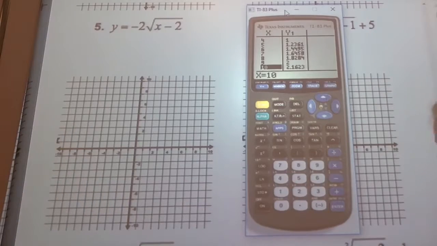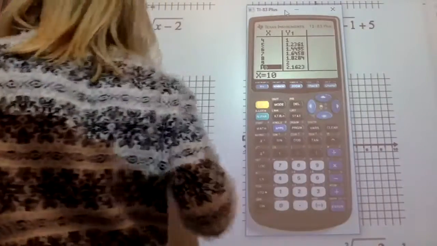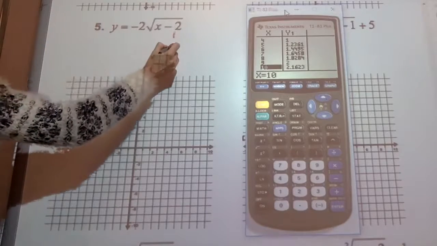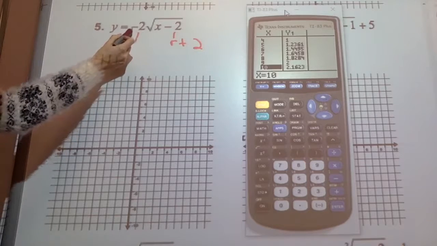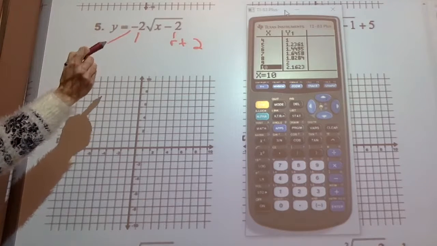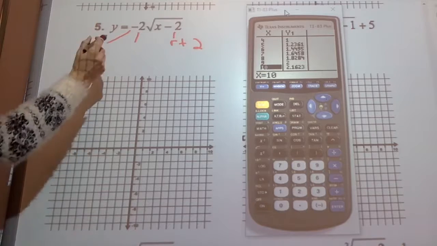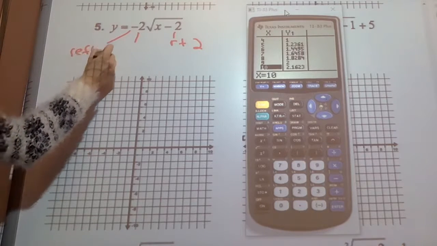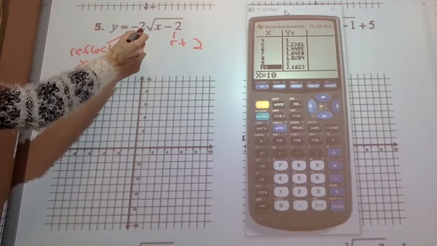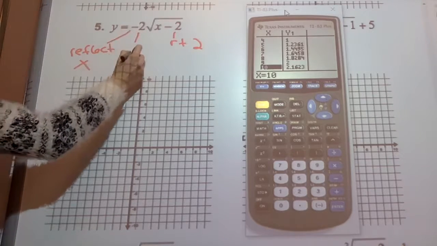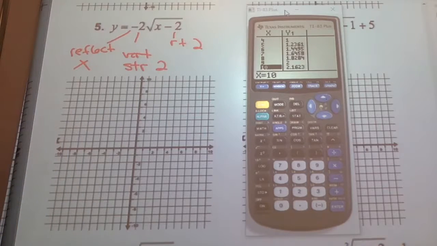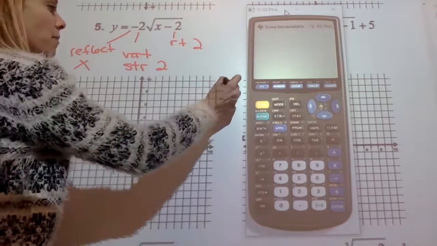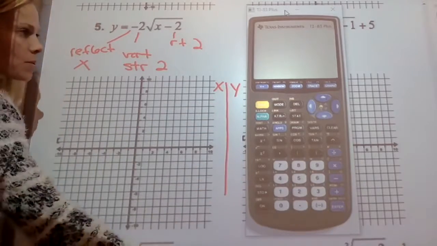Example number 5, I have 3 transformations. What are they? Right, 2. And this is actually 2. Remember, negatives always mean reflection. You can't do a compression or a stretch by a negative. Negatives always mean reflections, so reflect over the x. And this 2, since it's bigger than 1, would be a vertical stretch of 2. So 3 transformations. Let's set up a table and find some points.